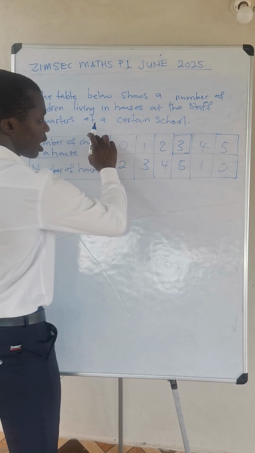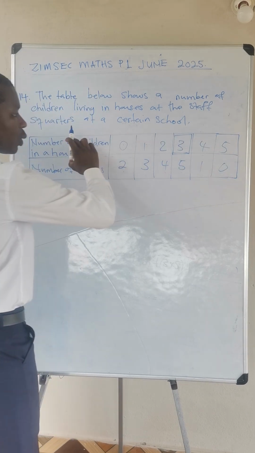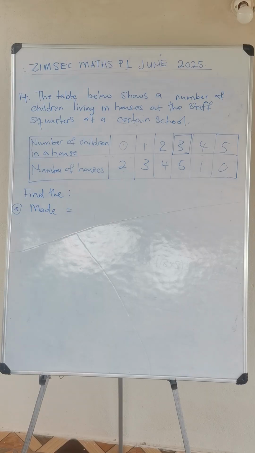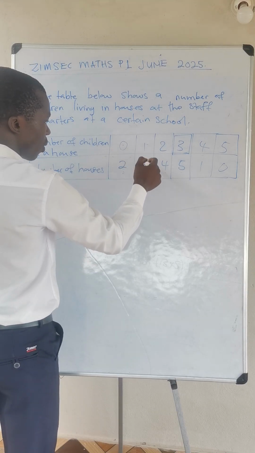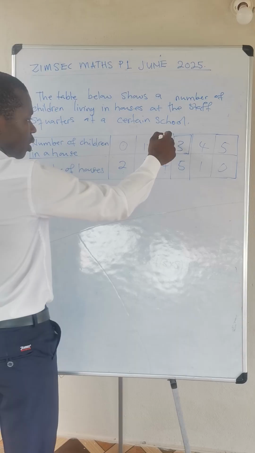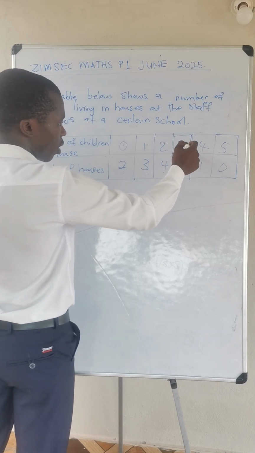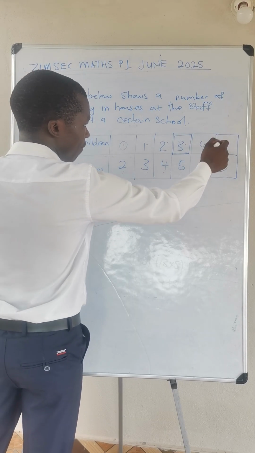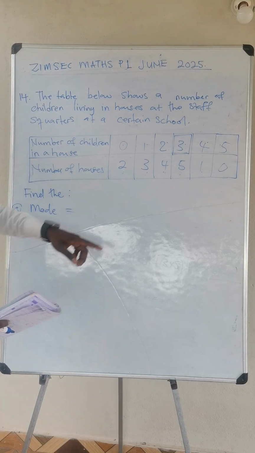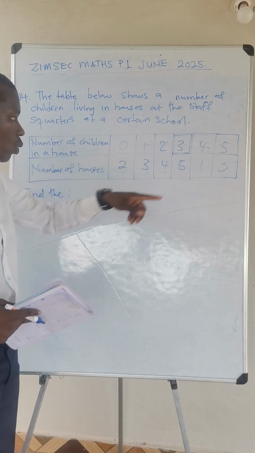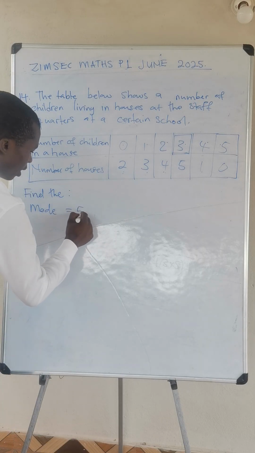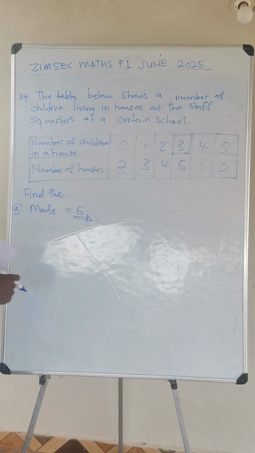So we are seeing these are the number of children. We want to know the number of children which occupies more number of houses. So here 0 children occupy 2 houses, 1 child occupies 3 houses, 2 children occupy 4 houses, then 3 children occupy 5 houses, 4 children 1 house, 5 children 0 houses. So it means 3 children is the highest frequency because they have 5 houses. So it means our mode here is 5. I think it's very clear for you.